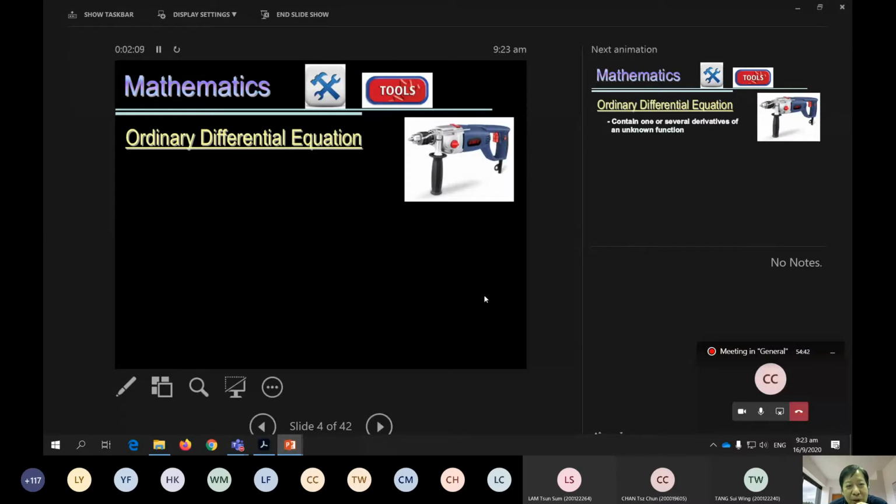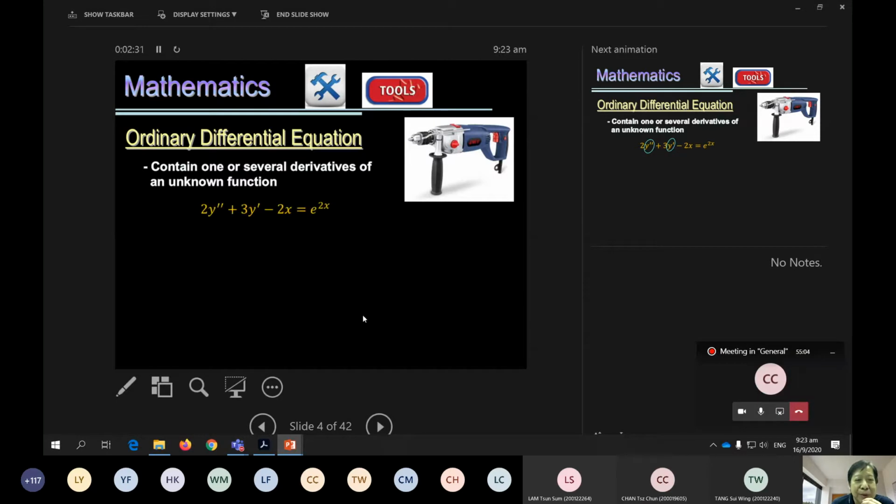The very common one is the ordinary differential equation, in short form ODE. In this kind of equation, it may contain one or several derivative functions, which include an unknown function. This is an example. The examples y double dash and y dash stand for the derivative for the first time and the derivative for the second time. The y dash stands for dy over dx. Y double dash is the second derivative of y, d squared y over dx squared.